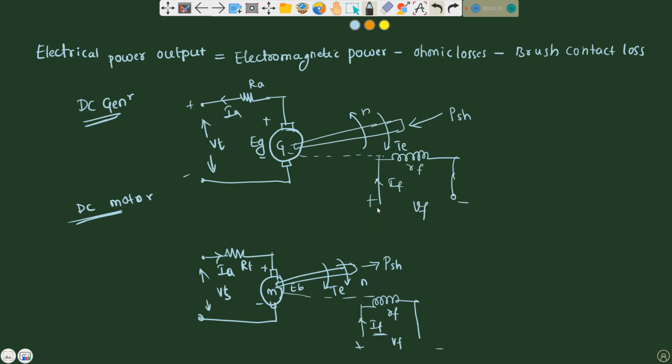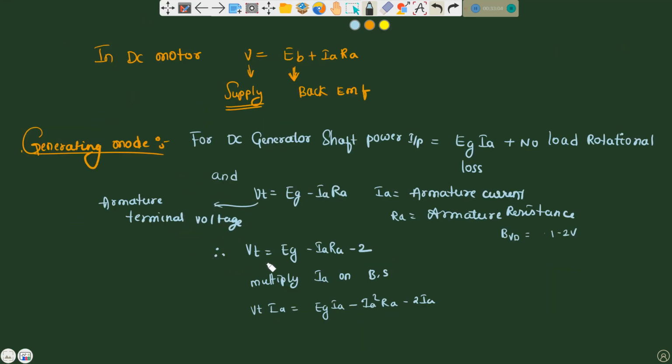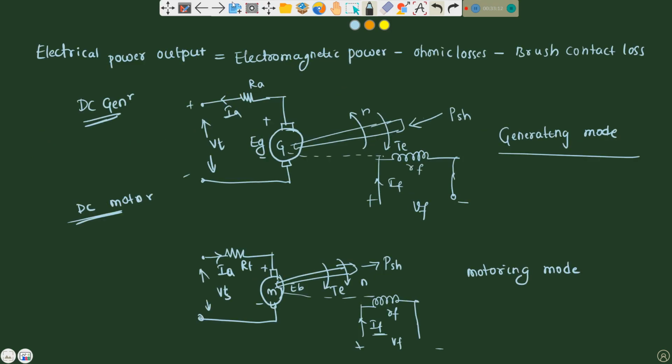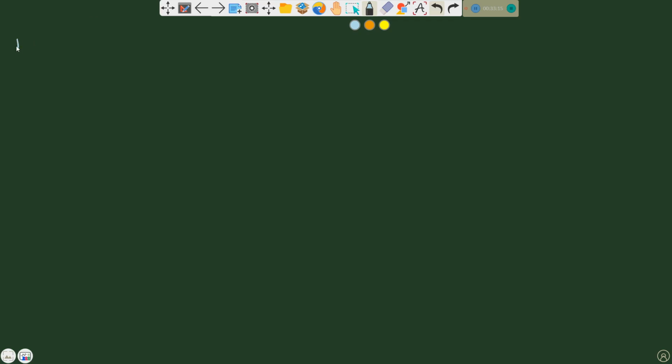So here this is in generating mode, okay, generating mode. This is in motoring mode. So we have discussed in generating mode, correct? So let us discuss about motoring mode.